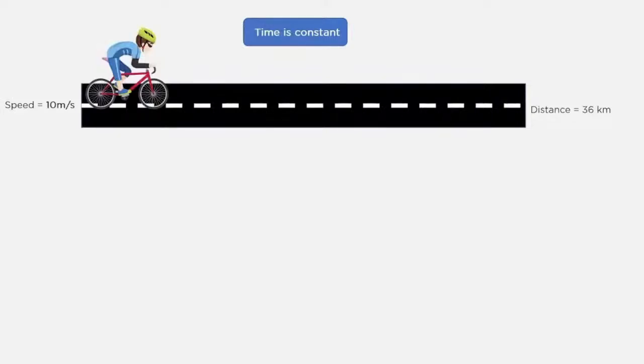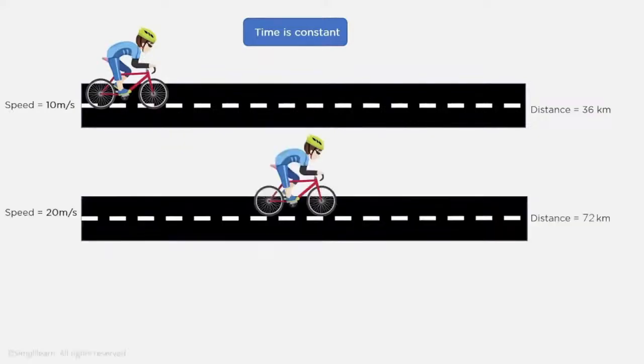And you can see we have a bicyclist. He's got his safety gear on, thank goodness. Speed equals 10 meters per second. And so over a certain amount of time, his distance equals 36 kilometers. We have a second bicyclist who's going twice the speed, or 20 meters per second. And you can guess if he's going twice the speed and time is a constant, then he's going to go twice the distance. And that's easy to compute. 36 times 2, you get 72 kilometers.